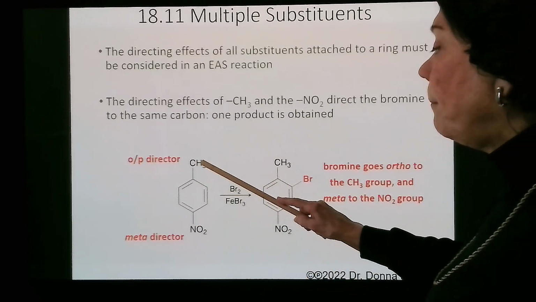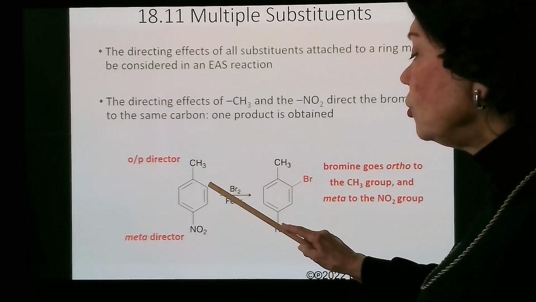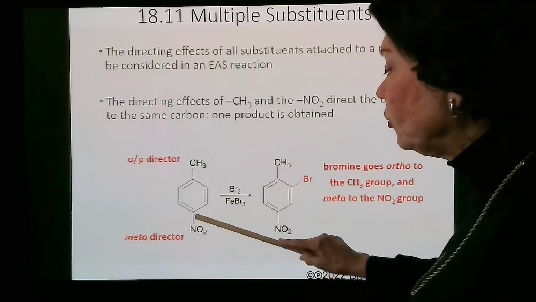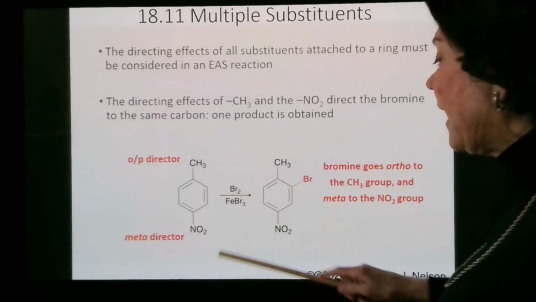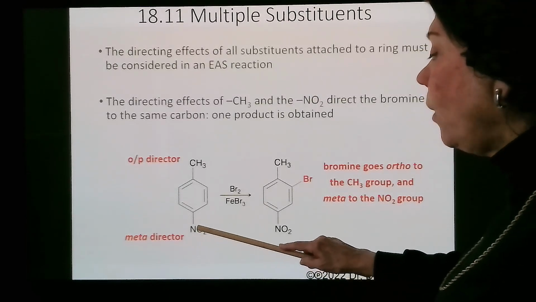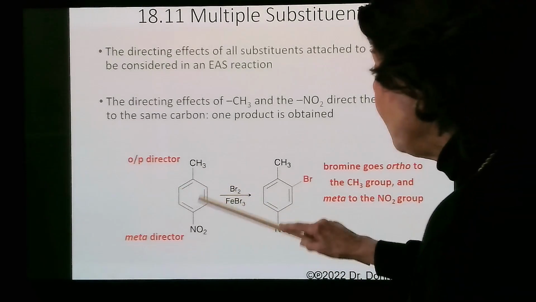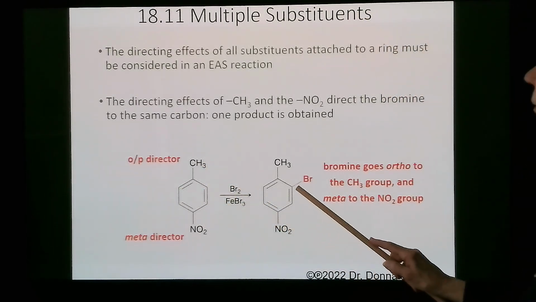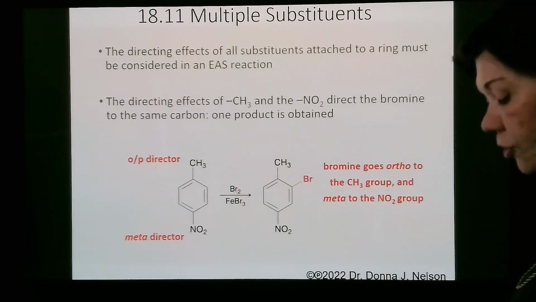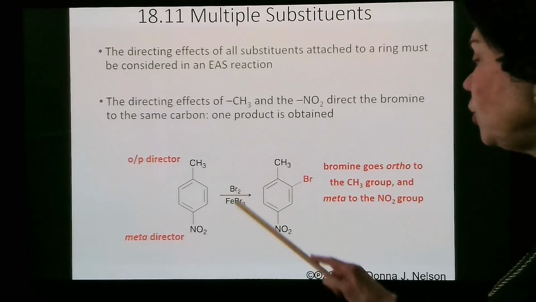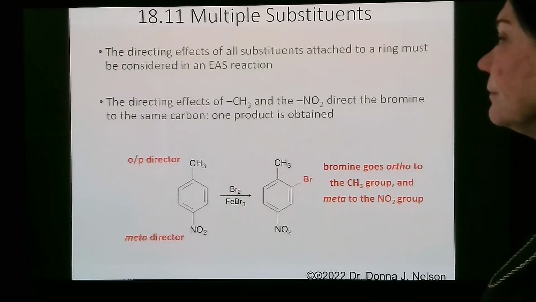So the methyl will direct the incoming substituent to the ortho positions, not para, because the para is already occupied. The nitro will direct the incoming substituent to the meta position. And so these two are reinforcing each other. The directing effects are reinforcing each other to put the incoming substituent on the same carbon atom.